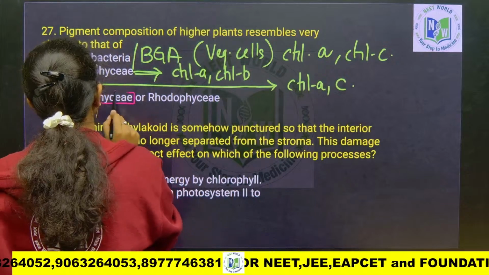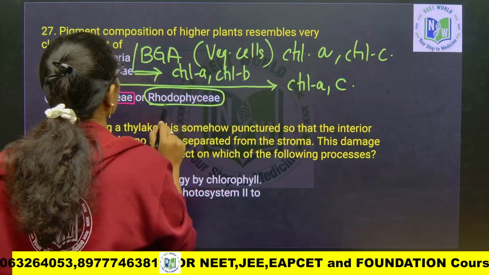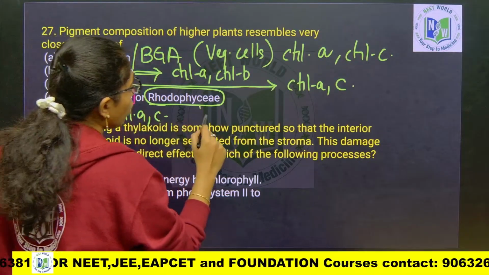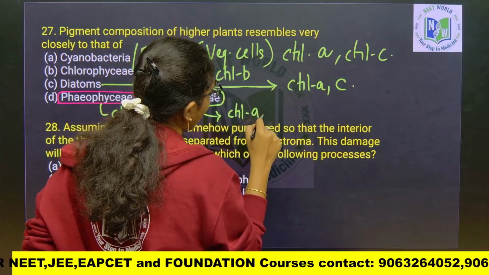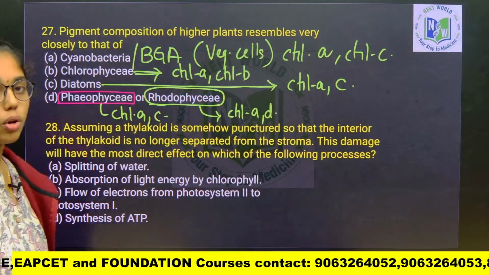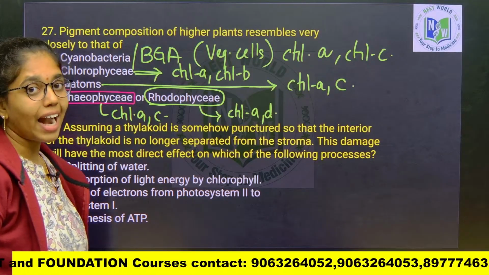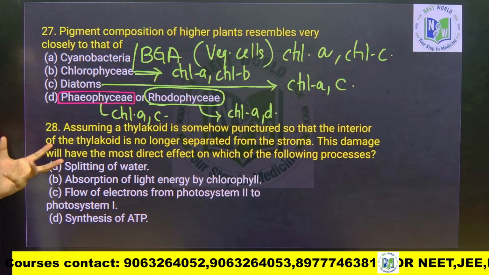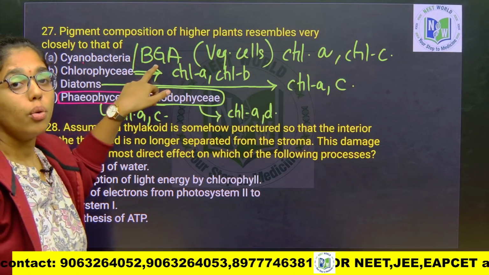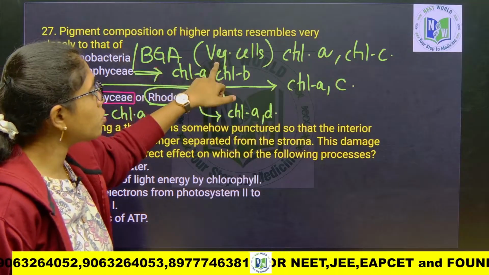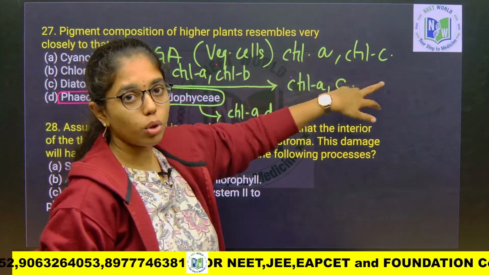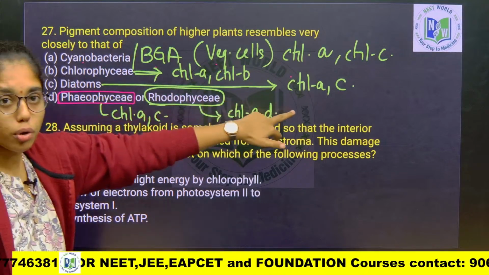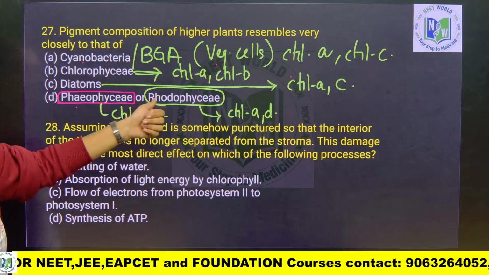Here, if you see Phaeophyceae and Rhodophyceae: Phaeophyceae also have chlorophyll A and chlorophyll C, and Rhodophyceae will have chlorophyll A and chlorophyll D pigments. Clear, right? So pigment composition of higher plants will resemble what? Cyanobacteria, which is also well known as blue-green algae, in its vegetative cells has chlorophyll A and chlorophyll C. Chlorophycean members have chlorophyll A, B; diatoms A, C; Phaeophyceae also A, C; Rhodophyceae A, D.